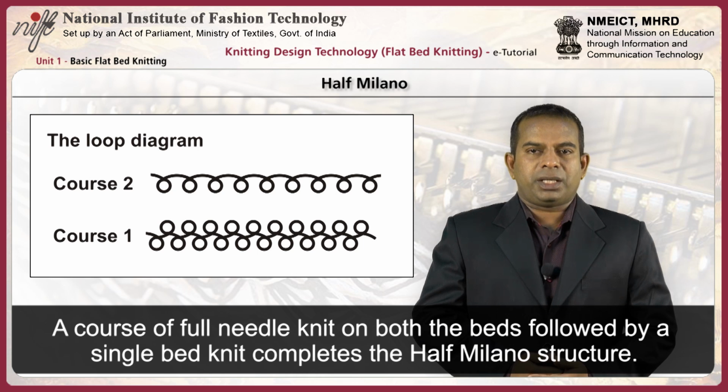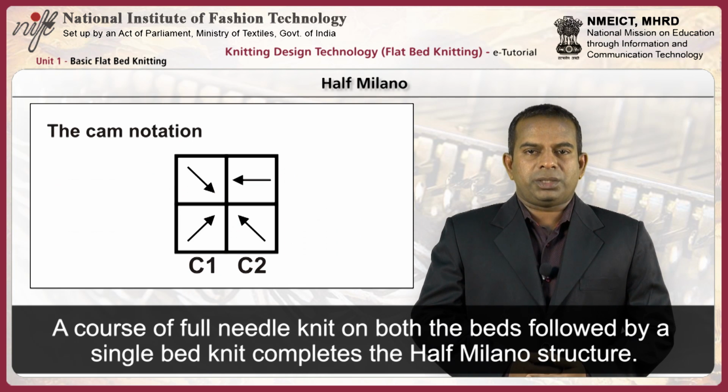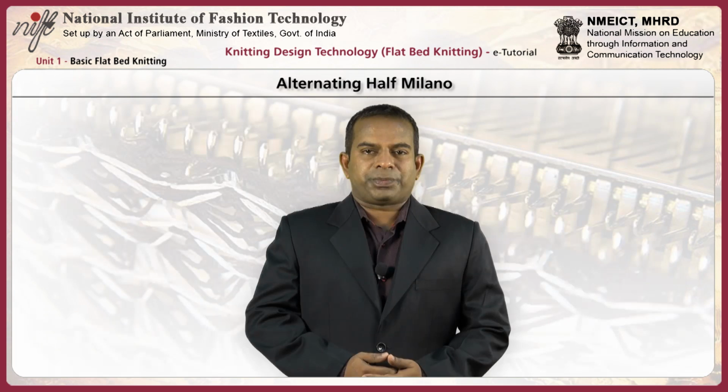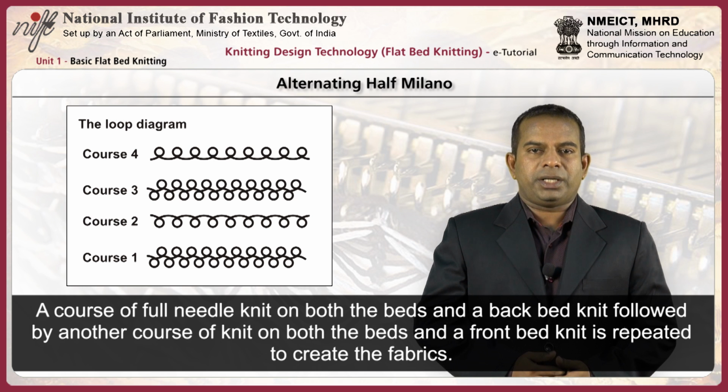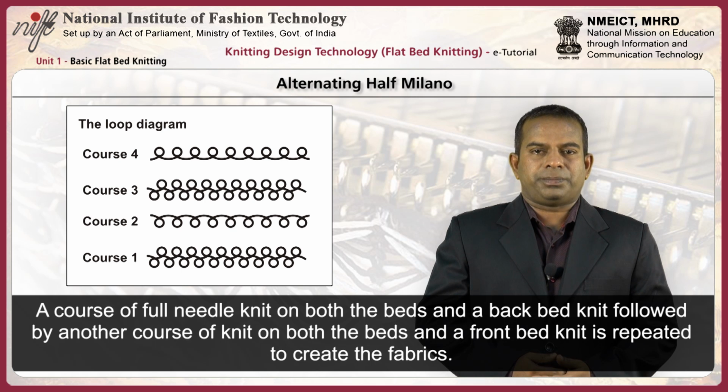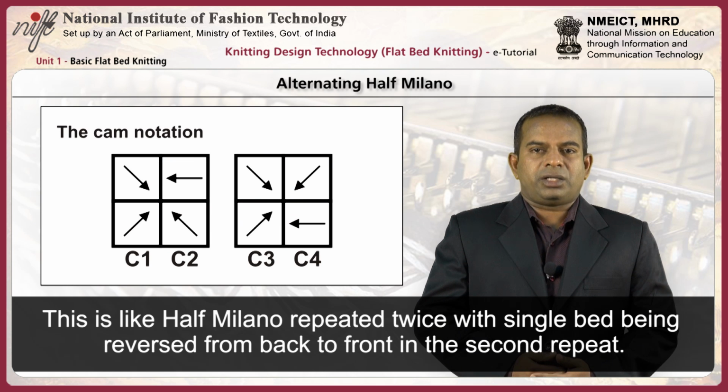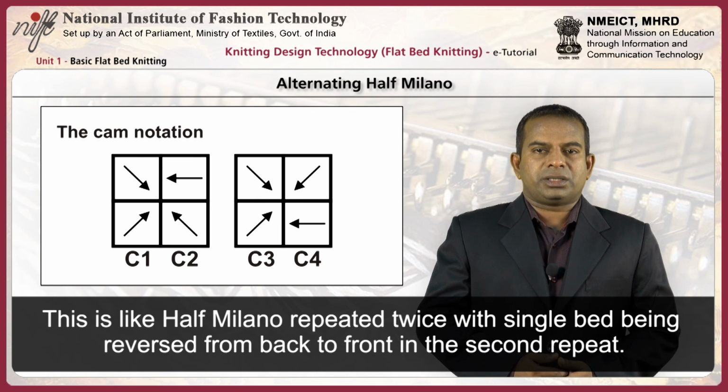To produce half Milano, start with a course of full needle knit on both the beds followed by a single bed knit to complete the structure. To produce alternating half Milano, start with a course of full needle knit on both the beds and a back bed knit, followed by another course of knit on both the beds and a front bed knit, repeated to complete the structure. This is like half Milano repeated 2 times with the single bed being reversed from back to front in the second repeat.